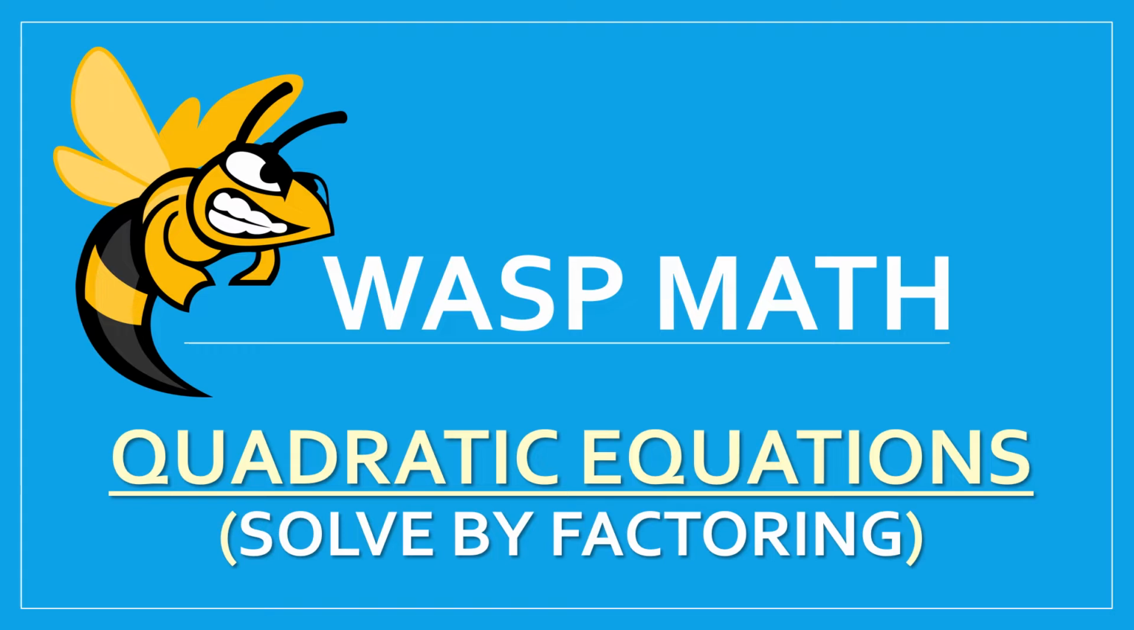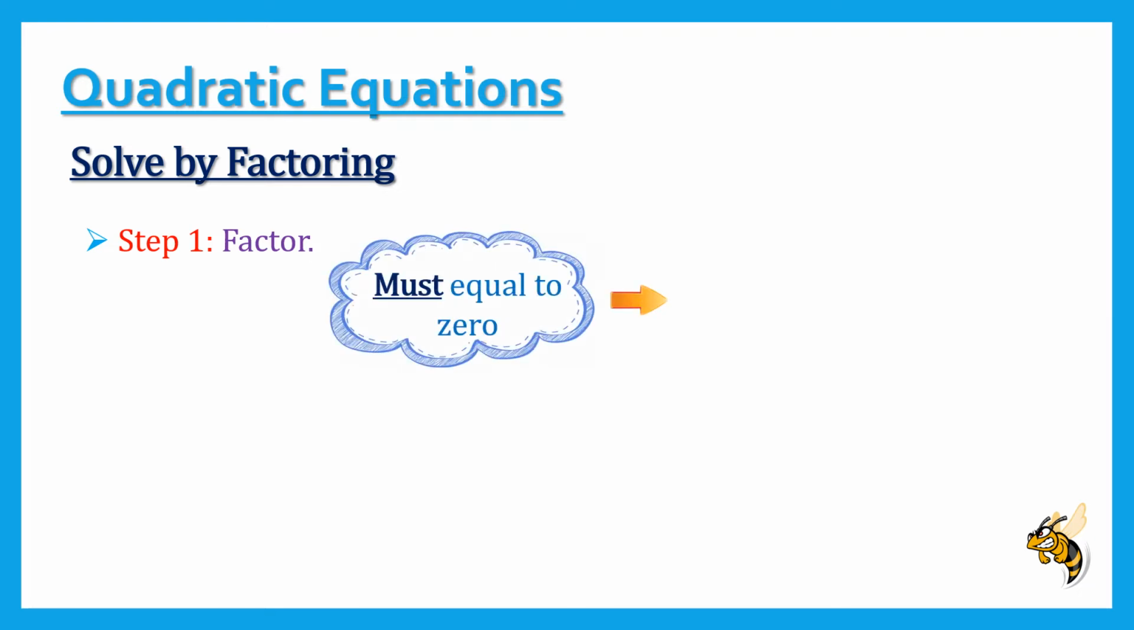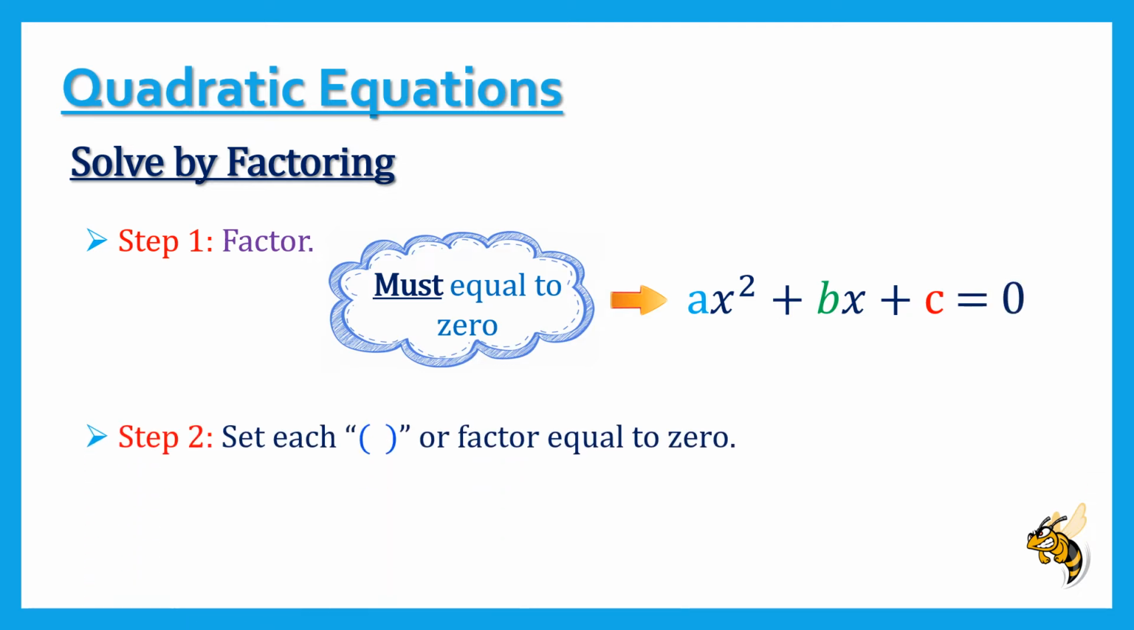This video will focus on quadratic equations with an emphasis on solving by factoring. Step 1. Factor. Before you can factor, please, it's super important to ensure that the equation is equal to 0. You want it to be in the form of ax squared plus bx plus c is equal to 0. Step 2. Set each parentheses or factor equal to 0. Step 3. Solve.